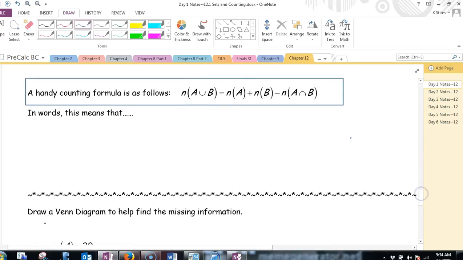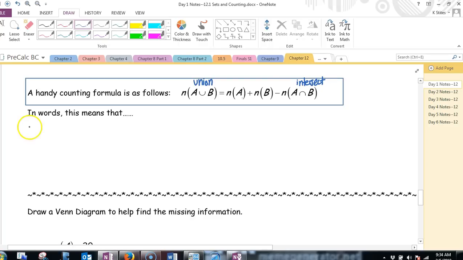All right, so now we have a handy dandy counting formula. This is something you can memorize. I think it's just kind of common sense, so I don't really think of it in terms of this actual notation, but if you find it helpful, then go for it. So this is saying that the number of A union B, so this is the number of whatever's in A or B, is equal to the number of elements in A plus the number of elements in B minus the number of elements in A intersect B.